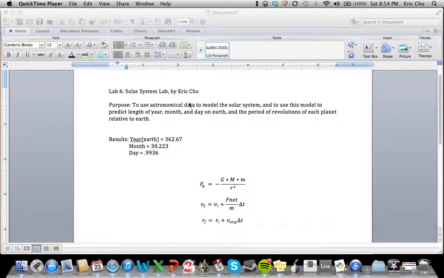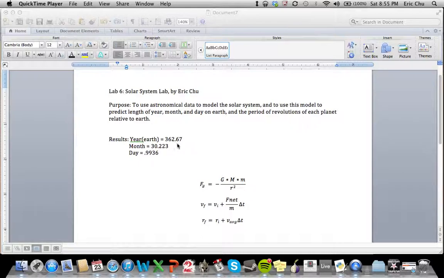where we'll be using astronomical data to model our solar system. Specifically, we're going to model all the planets and their orbits around the sun. And we're going to use this model to predict the length of a year, a month, and a day on Earth, and the period of revolutions of each planet relative to the Earth.